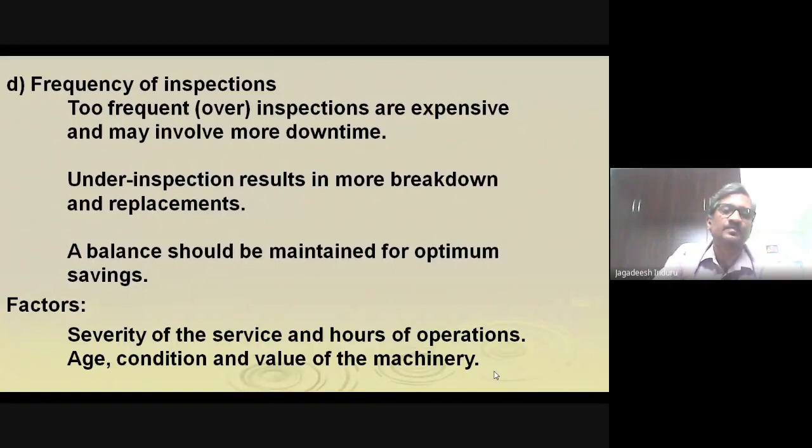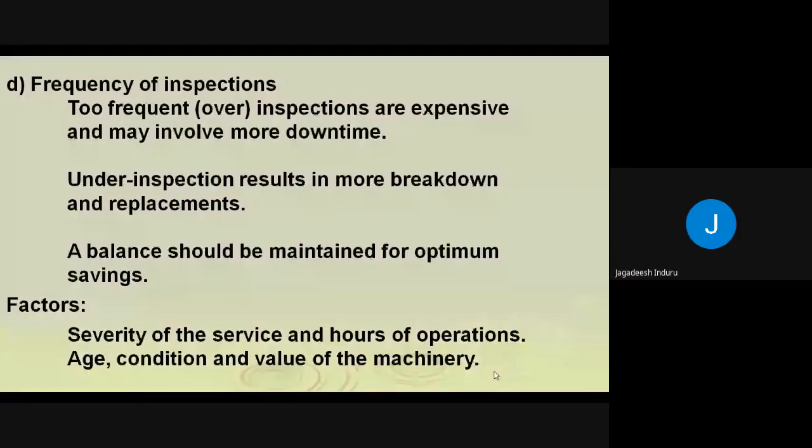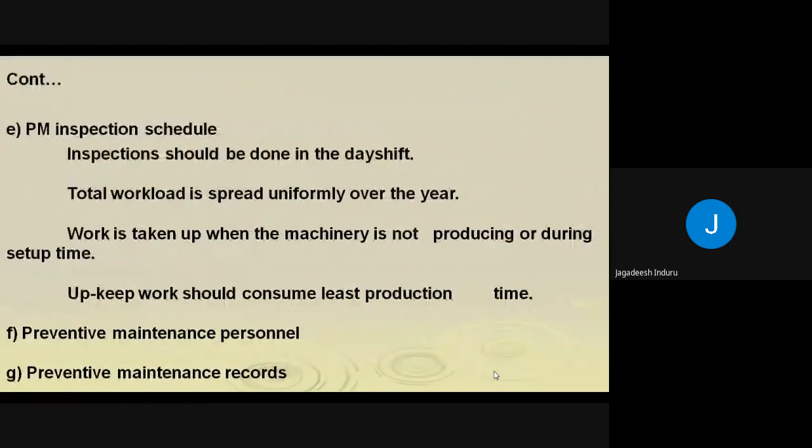The age of the machinery is also a very important consideration in picking the frequency. Old machinery needs to be checked repeatedly compared to new machinery. Similarly, condition: if one machine is repeatedly given spare parts and repeated maintenance, it may be going to have a breakdown, which we need to check. Then there is the PM inspection, the preventive maintenance inspection schedule, which we need to schedule.